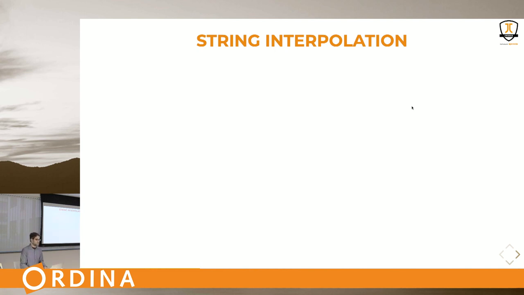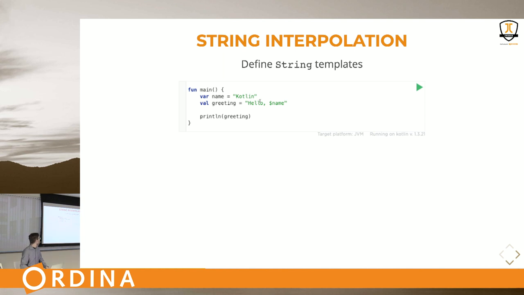Okay, then another really cool feature in Kotlin is string interpolation. We know string concatenation from Java, but here we can actually define string templates. It works like this. You define a string, and then you can use a $ sign with a variable that then gets injected or interpolated with your template. So if you run this, then you get hello Kotlin as expected, but it's really nice to read.